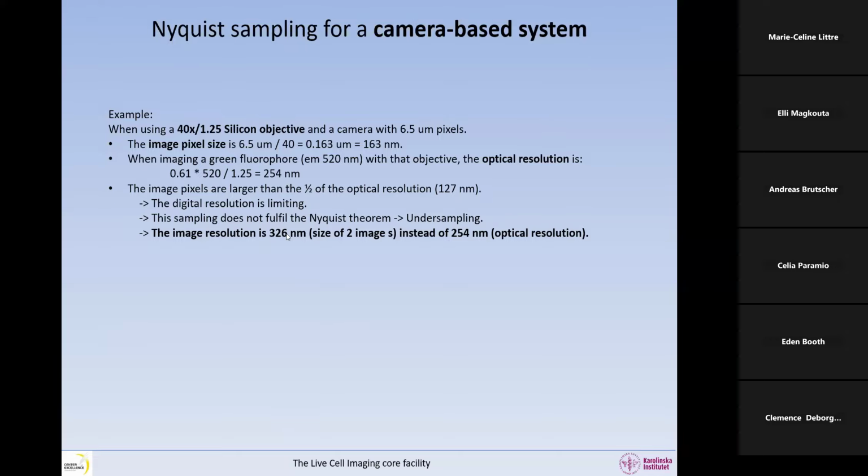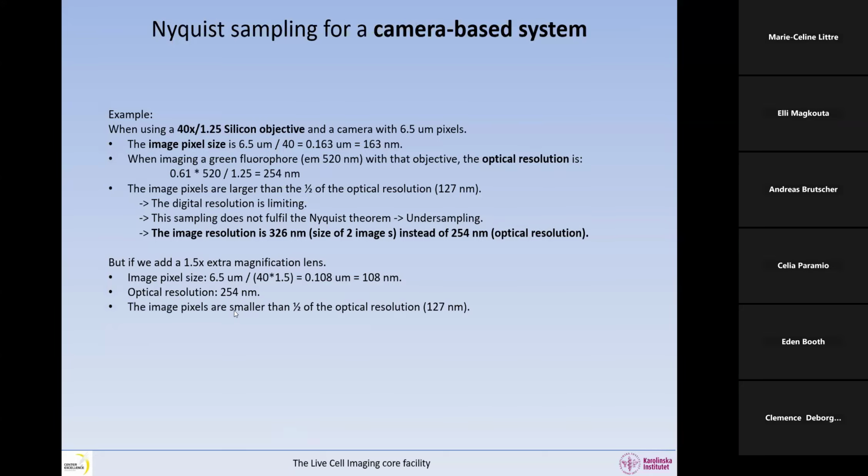Okay, but if on our microscope we have an extra magnification lens that adds 1.5x, for example, which we have on the Nikon microscopes, then in that case, we are talking about the total magnification. So the image pixel size becomes 108 instead of 163. The optical resolution is the same. We're using the same wavelength and the same objective, so 254.